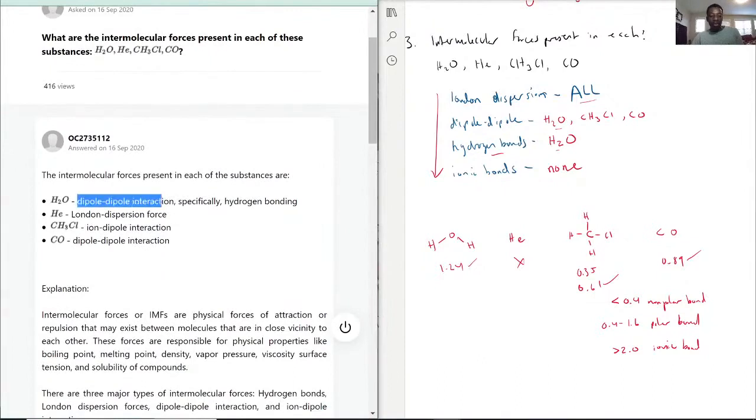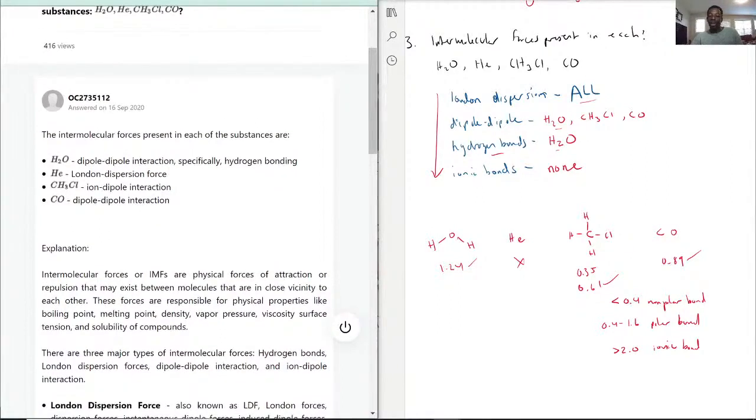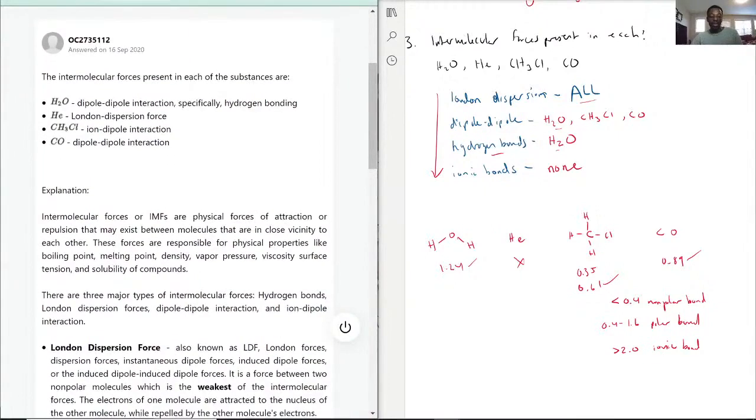H2O: yep, dipole-dipole interaction, specifically hydrogen bonding, exactly. Helium only has London dispersion force, as we noted. CH3Cl is actually going to be a dipole-dipole interaction, not an ion-dipole interaction. Even though it forms those positive and negative ends, the negative being on the chlorine, it's still just going to be dipole-dipole. And carbon monoxide is also a dipole-dipole interaction.